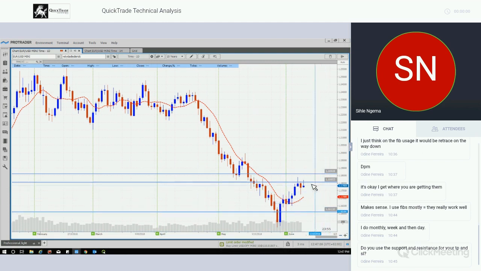Take profit is right down at this support here. If I decide to go in here around 1.180, my take profit would be at 1.16 on the euro US dollar.